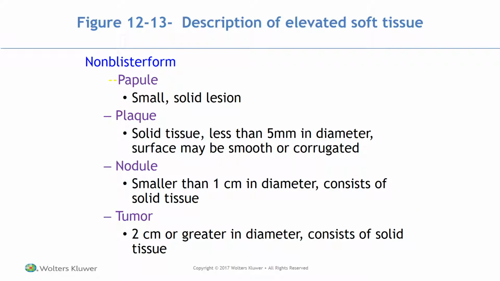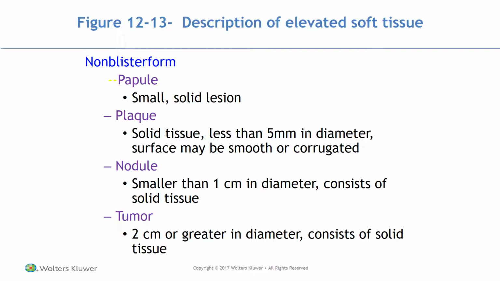All right, then non-blister form, we have papule, which is small and solid. We have a plaque, which is going to be less than 5 millimeters in diameter, but it's going to be fairly smooth or corrugated. And you'll see this with people who chew. You'll see that corrugated tissue, and that's when we really start to get concerned because the tissue is changing, telling us that they're in danger.